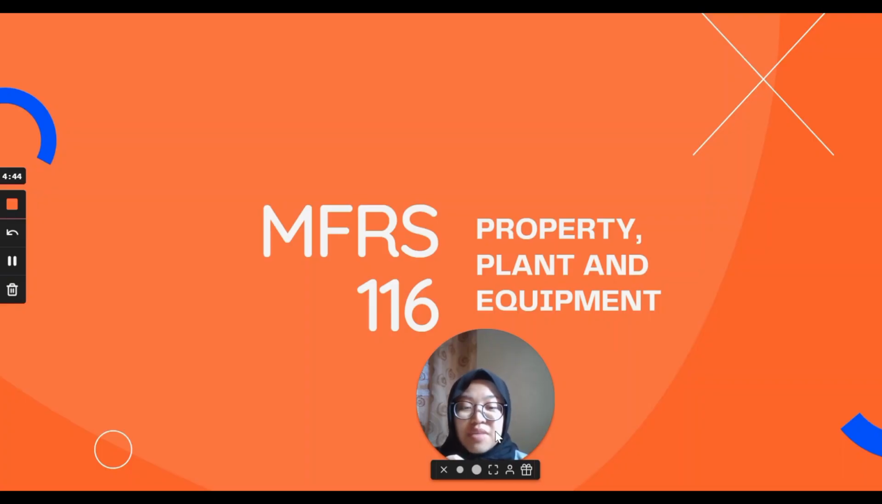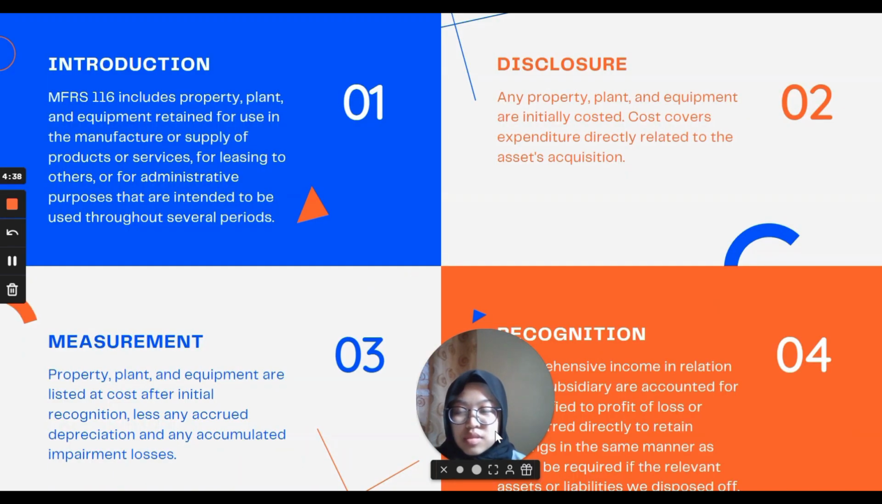I will be presenting about MFRS 116, which is about property, plant and equipment. The aim of this standard is to define the accounting treatment for property, plant and equipment so that consumers of financial statements can understand details about an entity's investment in property, plant and equipment, as well as adjustments in that investment. The key concerns in accounting for property, plant and equipment are the recognition of assets, the assessment of their carrying amounts, and the depreciation charges and impairment losses to be recognized in relation to them.